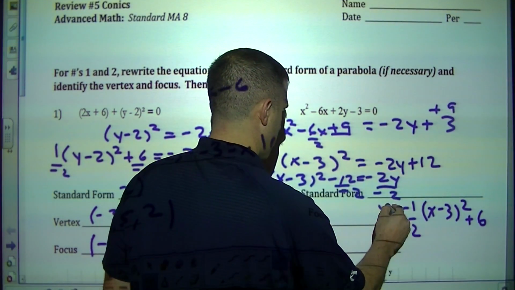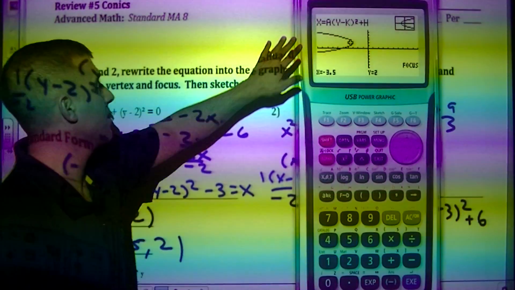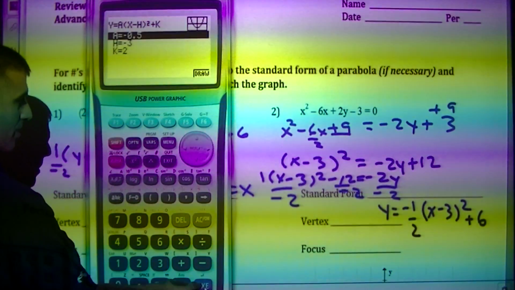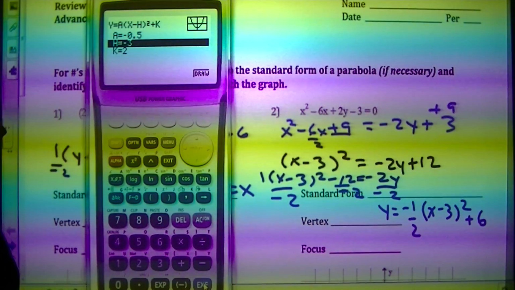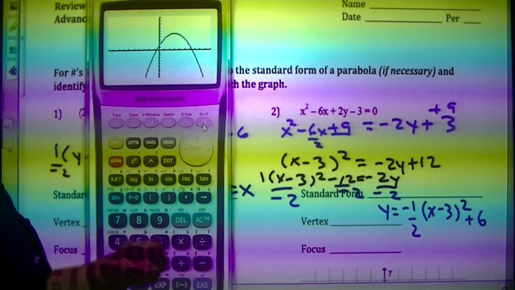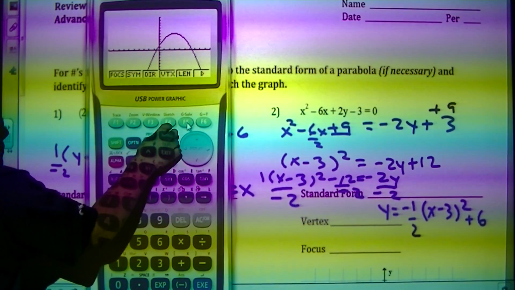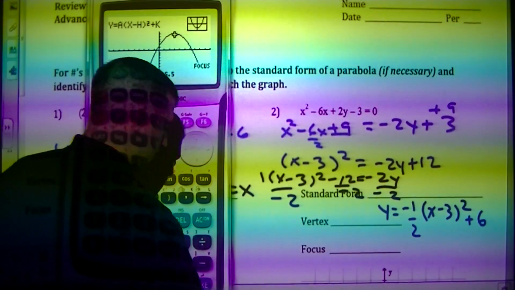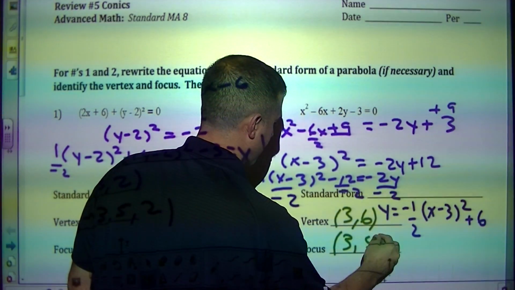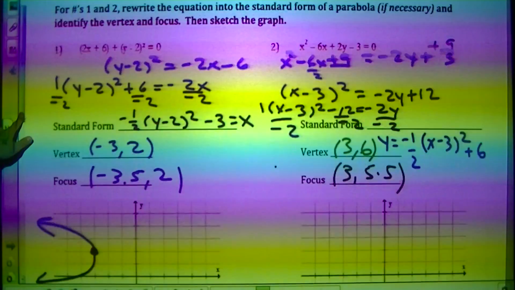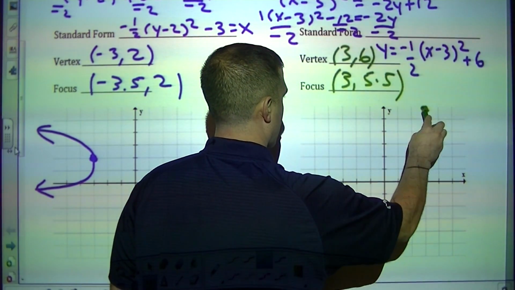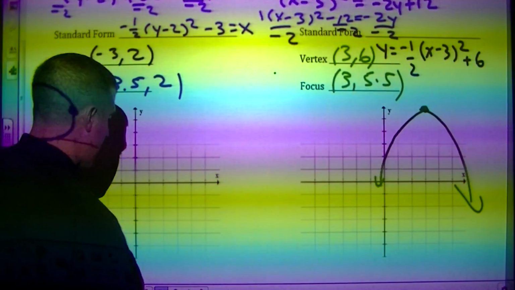So when I go into the calculator now, since y is by itself, I'm going to go back and use the y equation. Once again, negative 1 divided by 2 is in front of the square term, 3 opposite, and on the outside, 6, draw. It looks like that. With G-solve vertex, the vertex is (3, 6). And (3, 5.5) is the focus. When I go down to graph that, 3 over, 1, 2, 3, 4, 5, and 6, it's just going like this. Don't have to make that accurate of a sketch there.